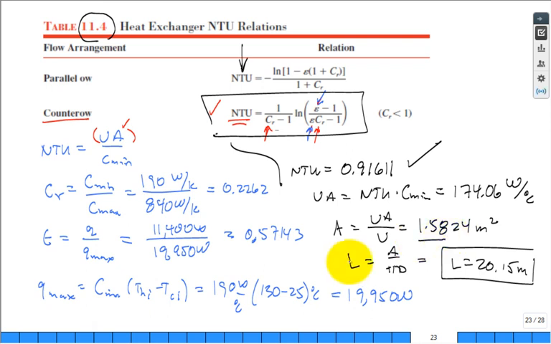And then calculate L. What was the L from the other method? The same L. The path looks a whole lot different. The results are exactly the same.